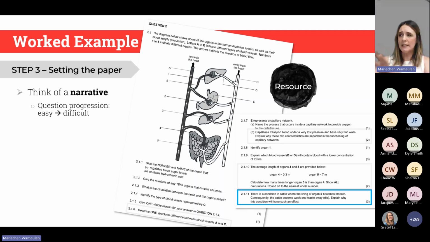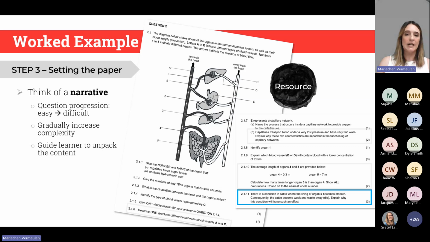And I'm going through these quickly because we're actually going to look at them again when we get to the cognitive analysis, but I just want you to see this gradual increase in complexity, which guides learners towards actually unpacking the content in the question. So you're not going to start your question with something like 2.1.11, which is about an unknown disease state, and they have to apply their learned knowledge to it. That would completely deflate a learner's confidence, and they might not even attempt answering anything after that.